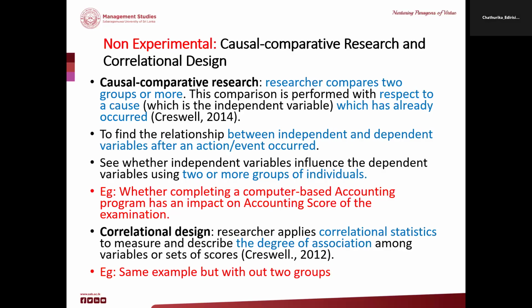So correlational design, that is the other way around. The researcher here applies correlational statistics in order to measure and describe the degree of association among the variables or set of variables. For example, the relationship between an independent variable and a dependent variable. So we can investigate it utilizing the correlational design.